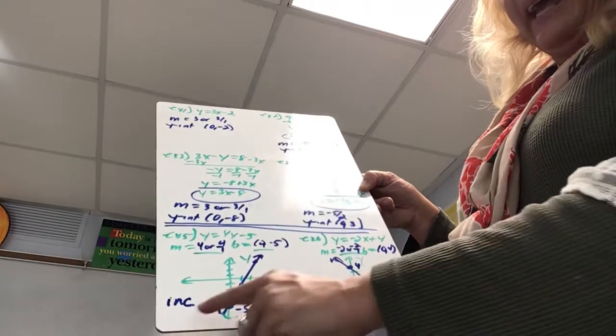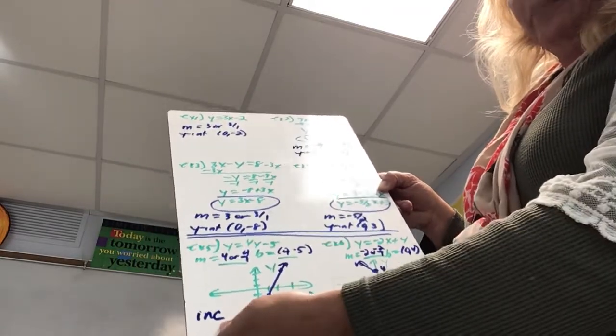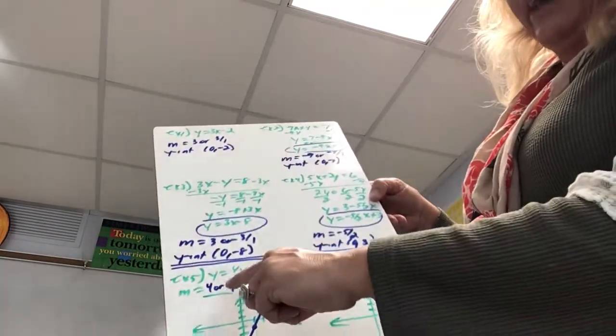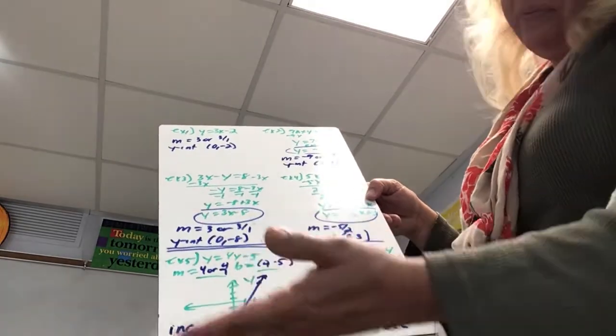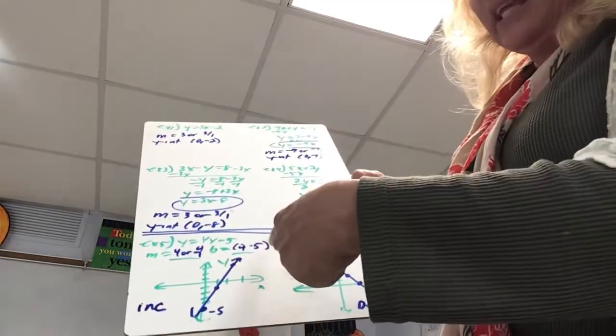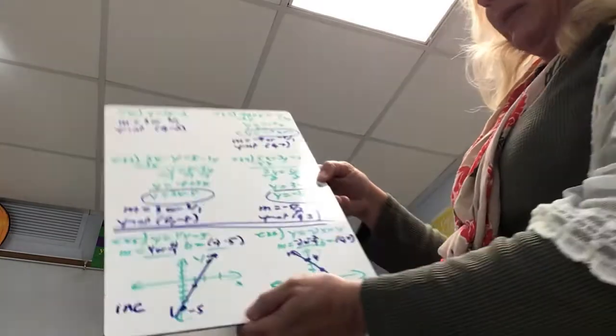And we can see that this is increasing, it's going uphill, and it makes sense because I have a positive 4 for slope. Now, I would say this is kind of steep, but this is a number bigger than 1. So it's good. The bigger number you get, the more steep it will be.